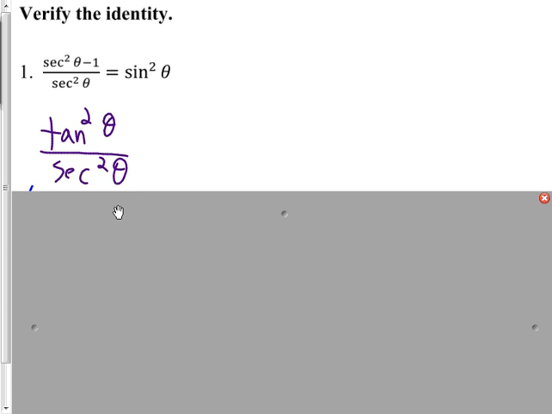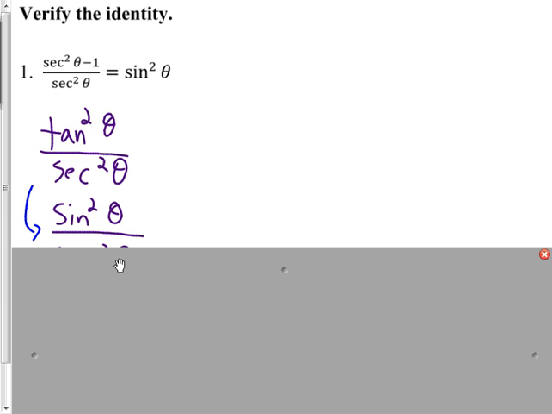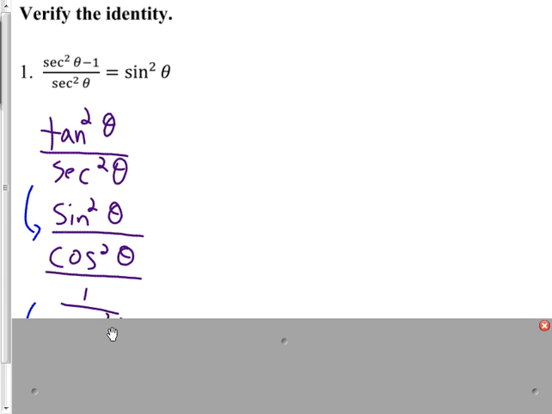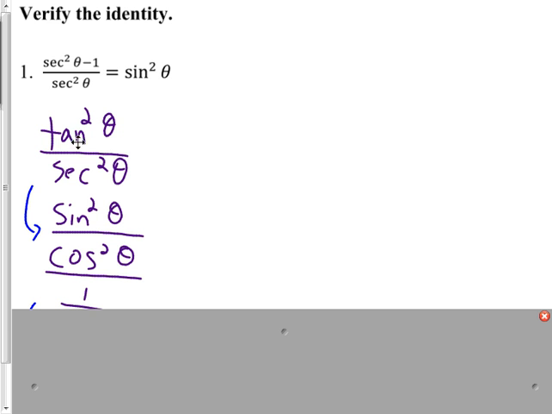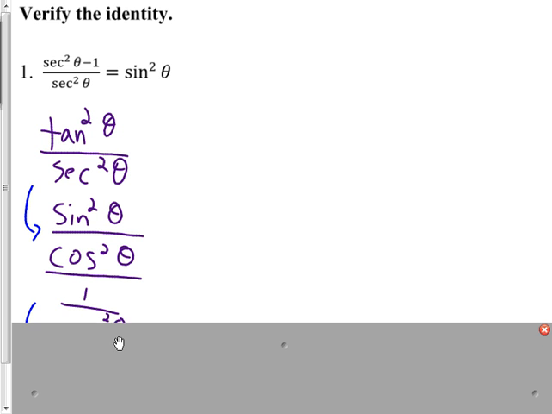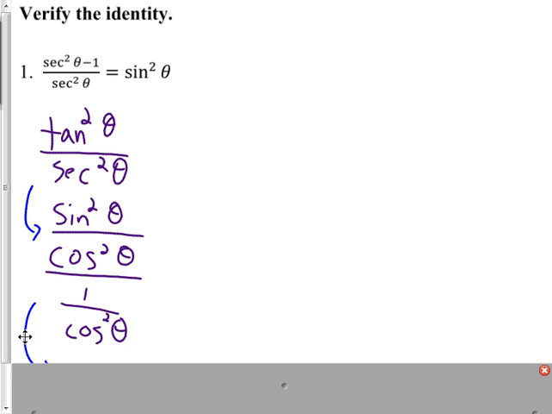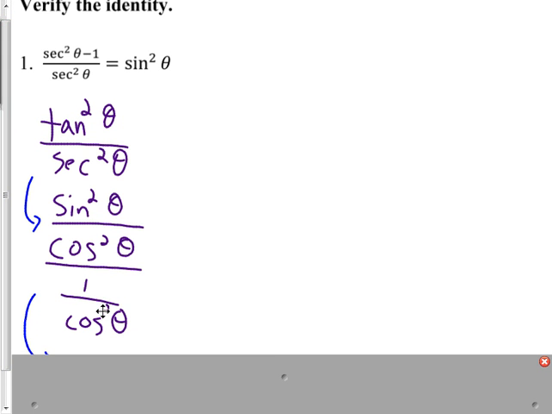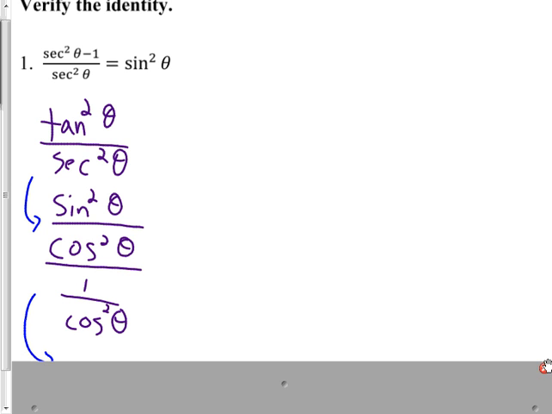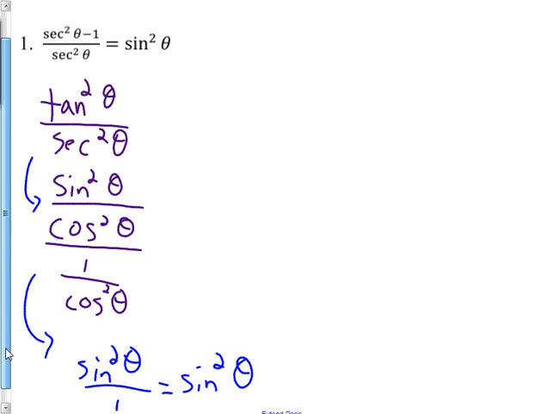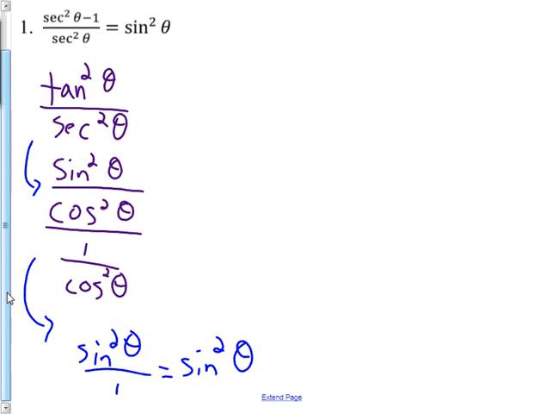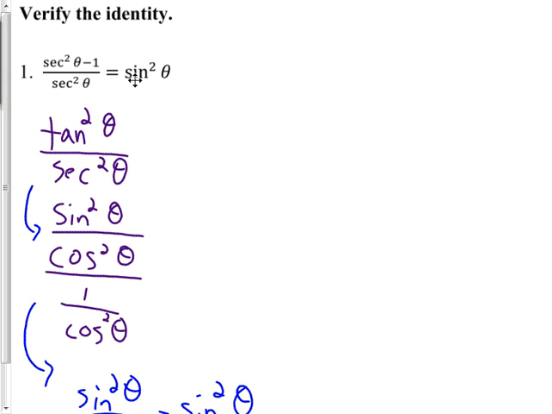Now, when we have tan squared of theta over secant squared of theta, that will lead to rewriting it in terms of sine and cosine. Tan squared is sine squared over cosine squared, and secant squared is 1 over cosine squared. So as you see, they both have cosine squared in our denominators. When we multiply, it'll only be sine squared over 1, which is sine squared of theta. And in the end, that's what we were looking for.